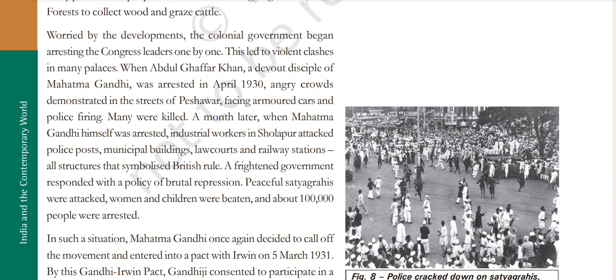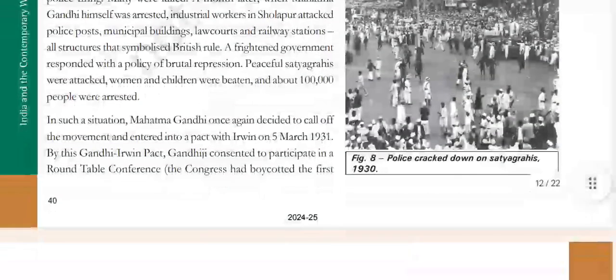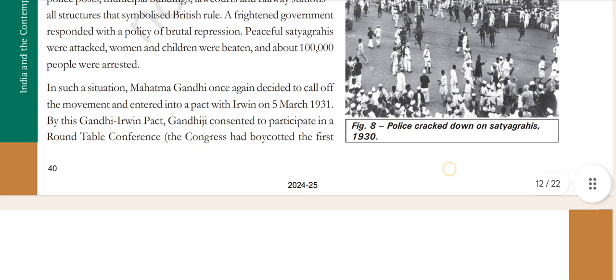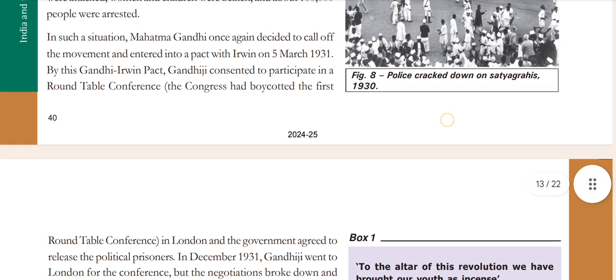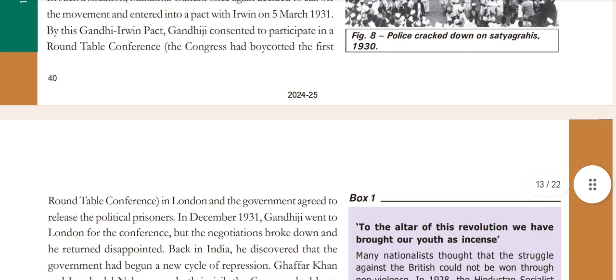In such a situation, Mahatma Gandhi once again decided to call off the movement and enter into a pact with Irwin on 5th March 1931. By this Gandhi-Irwin Pact, Gandhiji consented to participate in a round table conference. The Congress had boycotted the first round table conference in London, and the government agreed to release the political prisoners.